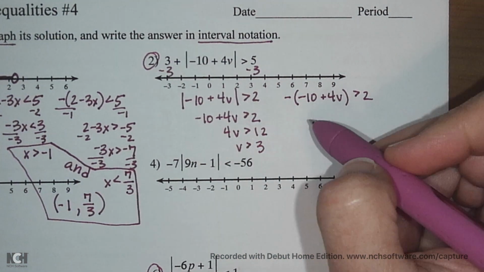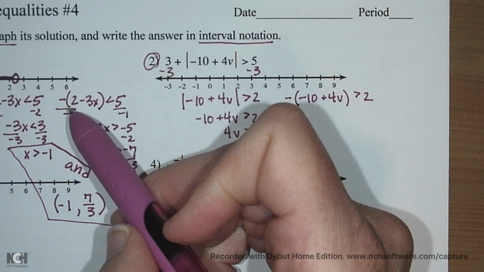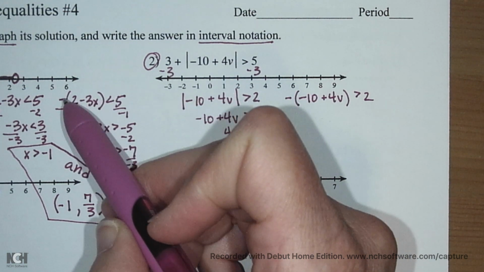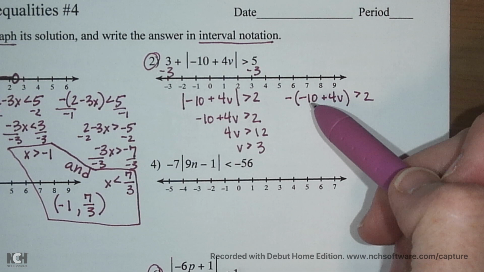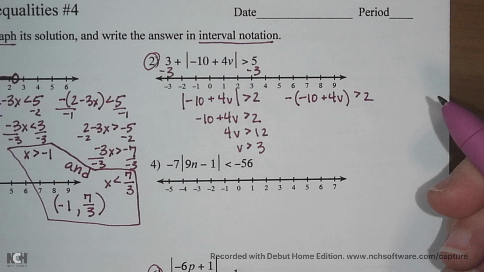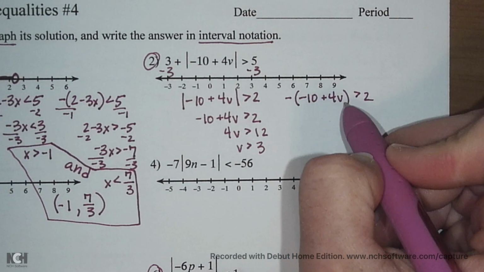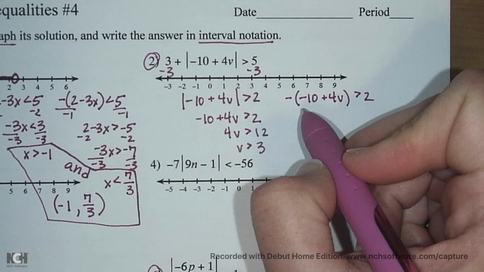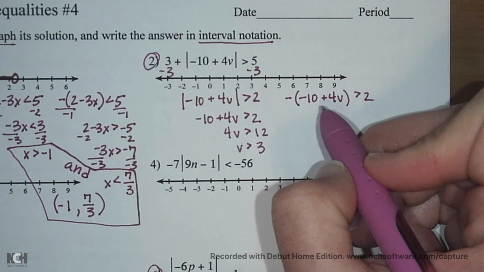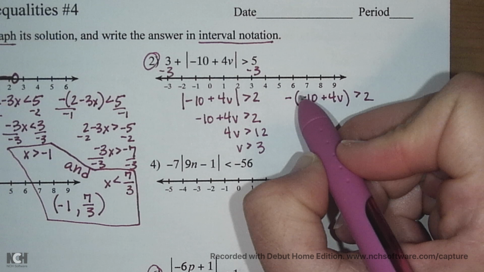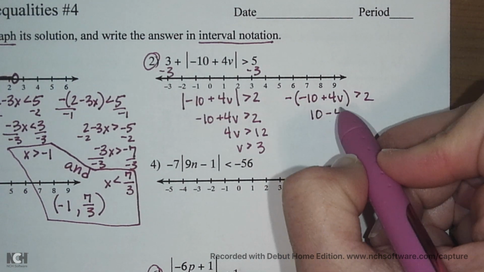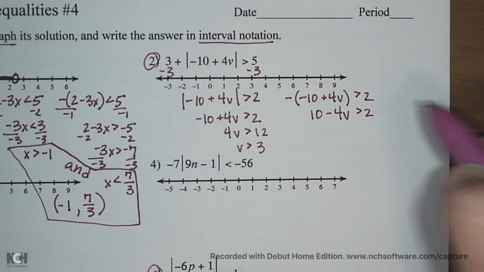Okay, looking over here on this side, the last time we had the negative in front of those parentheses, we divided through by the negative. That would work here also, but just in case you want to look at it a different way, let's try distributing that negative this time. We have parentheses now, not absolute value bars, so it is okay to distribute if that's what you like to do. So negative 1 times negative 10 is 10. And negative 1 times positive 4v is going to be negative 4v is greater than 2.